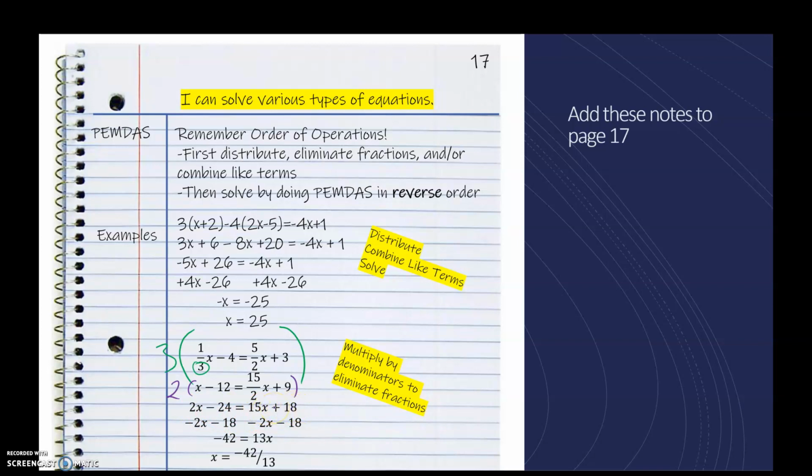At this point, guys, it's like a regular problem. So we did minus 2x on both sides, and minus 18 on both sides. And that leaves you with -42 = 13x. And you divide by 13, you get -42/13. You can make it a decimal, but I would just leave it like that. It's less work.